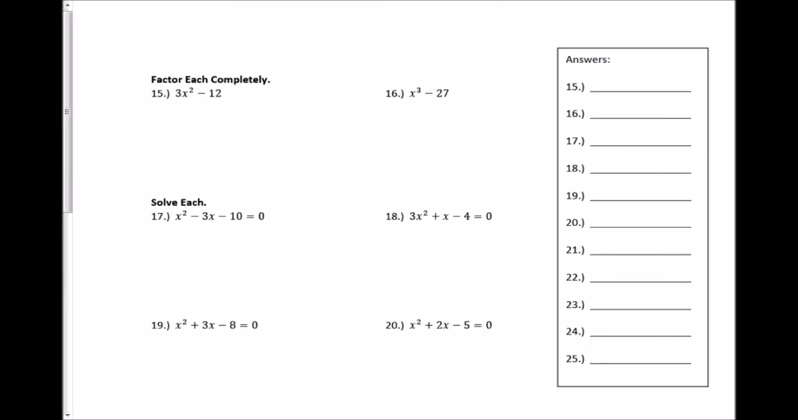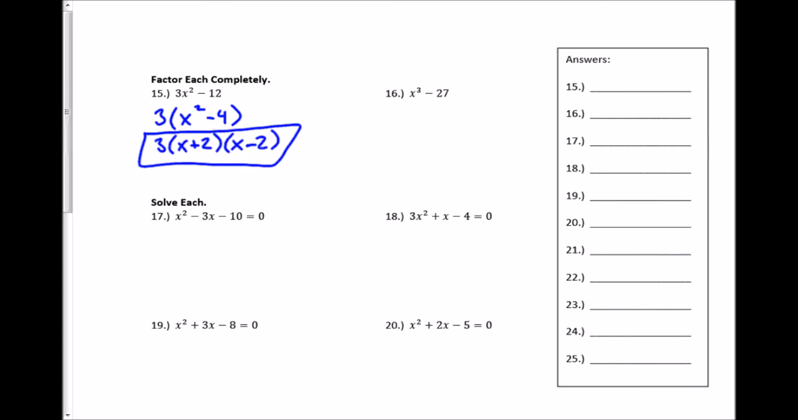For this one, it asks us to factor completely. So the first thing I always look for is the greatest common factor. For this one, it's a 3. So I factor the 3 out, which leaves me with an x squared minus 4. And then when I look at the x squared minus 4, that is a difference of squares. So I'm going to factor that into conjugates, an x plus 2 and an x minus 2. And now nothing else can be factored. So now this one is done.